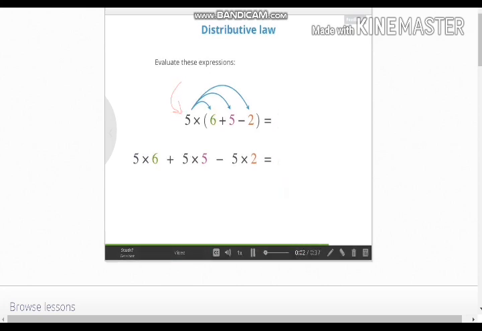Right, so in this top expression, 6 plus 5 is 11, and then subtracting 2 gives you 9. 5 times 9 equals 45. In the bottom expression, 5 times 6 equals 30, 5 times 5 equals 25, and 5 times 2 equals 10. 30 plus 25 is 55, and subtracting 10 gives you, once again, 45. So sure enough, these 2 expressions are equal. And to summarize, you can distribute multiplication onto both addition and subtraction inside parentheses.